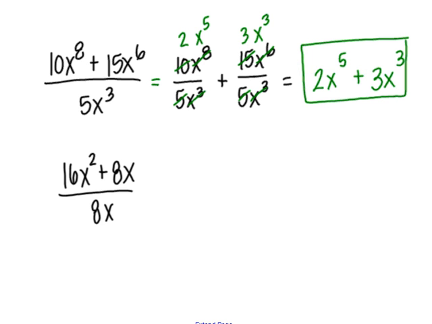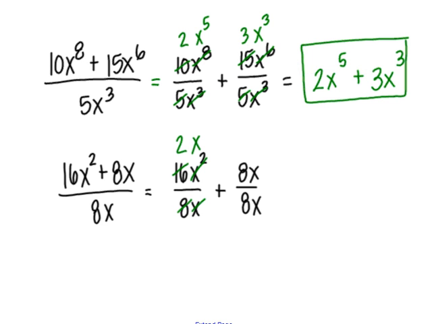Let's try the second one. You have 16x to the 2nd plus 8x, all divided by 8x. So I'm going to take that and say it's 16x to the 2nd divided by 8x. Start completely back over, and then it would be 8x divided by the whole 8x. Simplifying both fractions, 8 goes into 16 two times. Subtracting your exponents, you're left with an x to the 1.